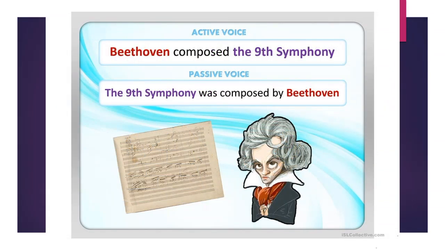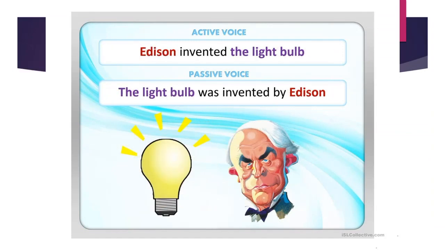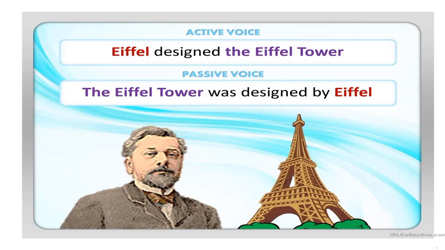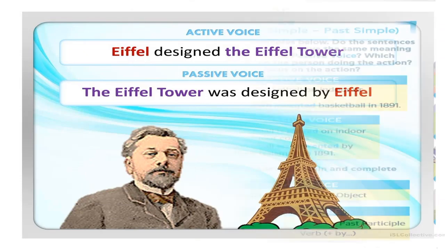Now look at the third example. Beethoven composed the ninth symphony. Now the ninth symphony was composed by Beethoven. Edison invented the light bulb. The light bulb is the object. Then we used the form verb to be was plus the past participle from invented, which remains the same. The light bulb was invented by Thomas Edison. Eiffel designed the Eiffel Tower. The Eiffel Tower was designed by Eiffel.